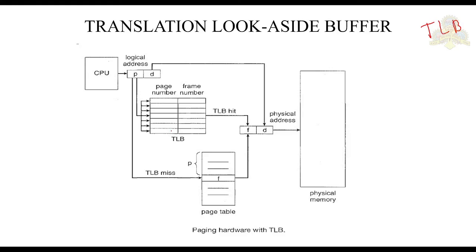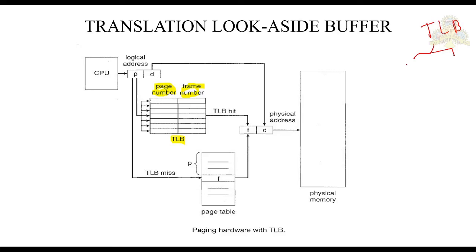So in this diagram you can see the TLB. This TLB, translation lookaside buffer, contains two parts. One is the key and another one is the value. The key or the tag is your page number and the value is the frame number. So your TLB contains two parts.